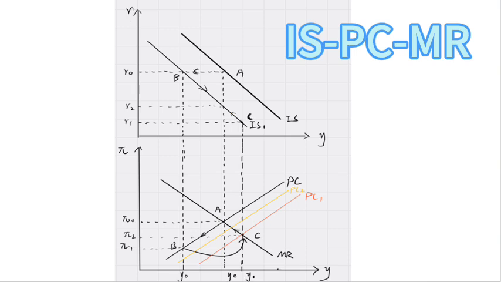Next, the central bank decides to use expansionary monetary policy. The central bank will reduce the interest rate from R0 to R1. The PC curve will move right to PC1. By this time, the economy has moved from point B to point C. However, inflation is still not as expected, but instead output has exceeded expectation. So the central bank has to be cautious in using expansionary monetary policy.